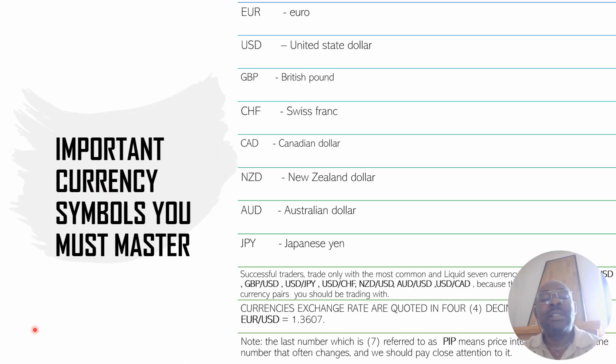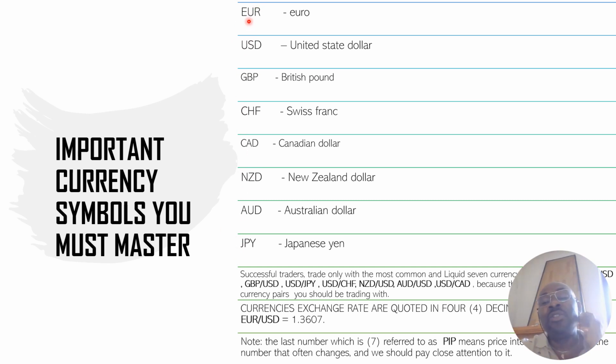Now, important currency symbols you must master. We have the euro. The euro is EUR, because all these abbreviations are what you'll be seeing. These are the symbols of currencies.